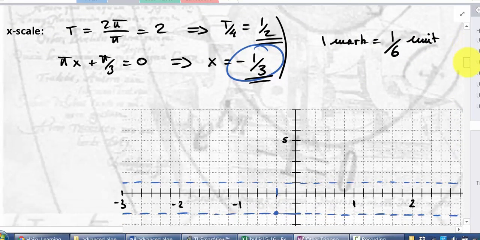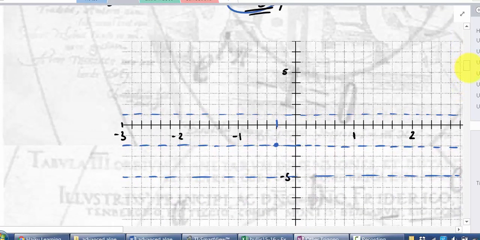1/2 is 3 tick marks, right? 6 marks is 1. So 1, 2, 3, jump. 1, 2, 3, jump. 1, 2, 3, jump. Then the other direction. 1, 2, 3.